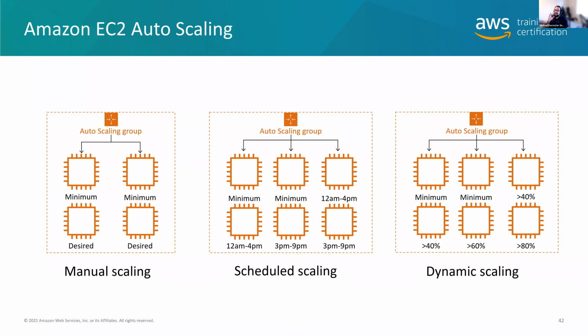You can set your minimum number of instances, so the minimum number it can fall down to. You can set your maximum. Why would you set a maximum? Because what if somebody starts denial of servicing your system and is trying to get you to bankrupt yourself? You're not going to spin up 1,000 instances, right?